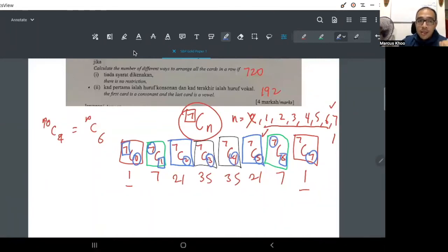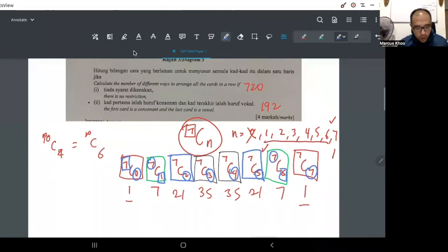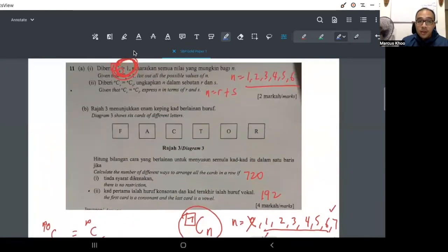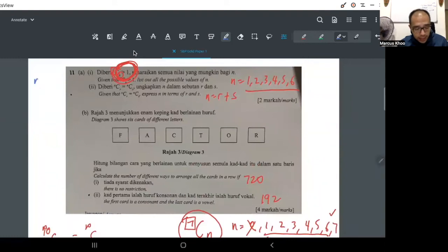So when somebody says 10C4 equals 10C6, it is true, because 4 plus 6 equals 10. So the value of their C is the same. So if somebody says NCR equals NCS, it means that when you add R plus S, it equals N, which is what they want.